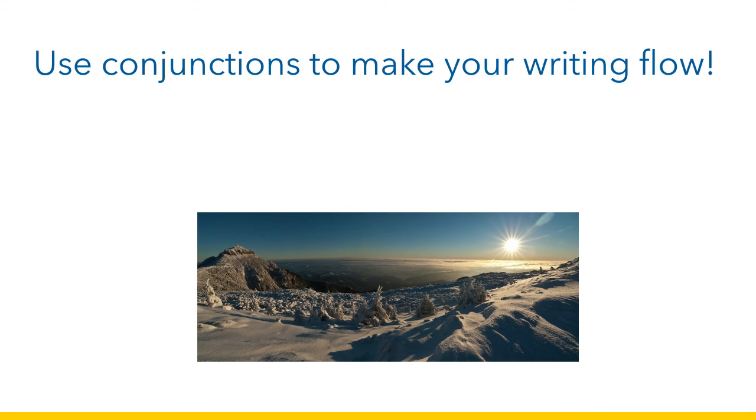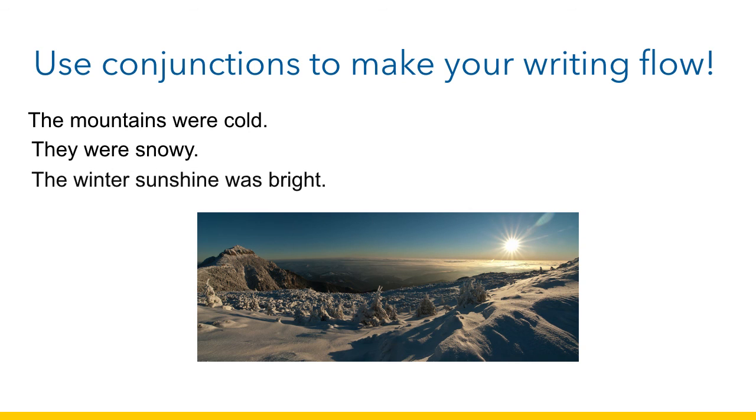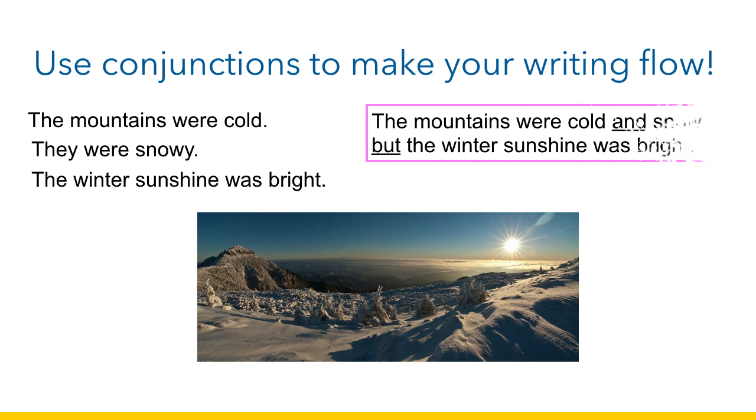Just remember, you can use coordinating conjunctions to make your writing flow. Take a look at this example without conjunctions. The mountains were cold. They were snowy. The winter sunshine was bright. We can make this better. We can connect some ideas. Do you see how? We could say, the mountains were cold and snowy, but the winter sunshine was bright.